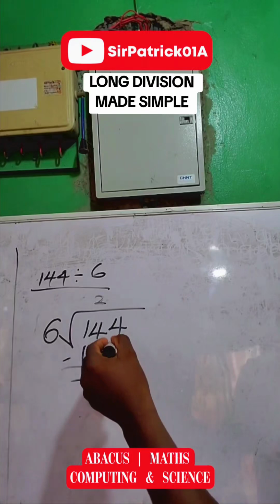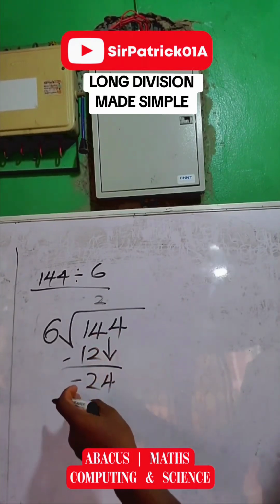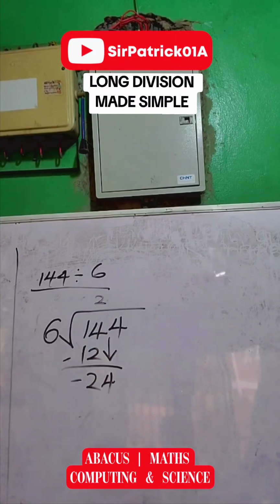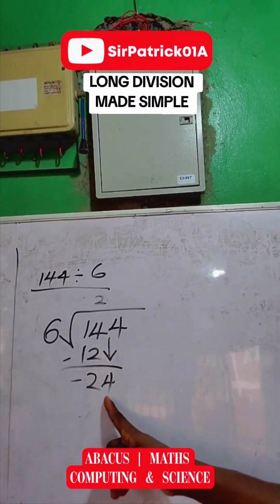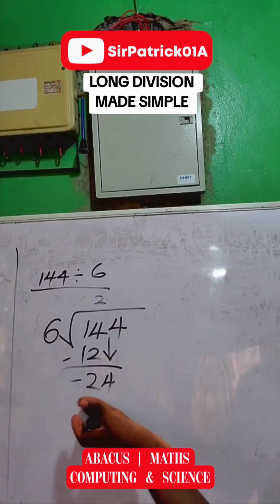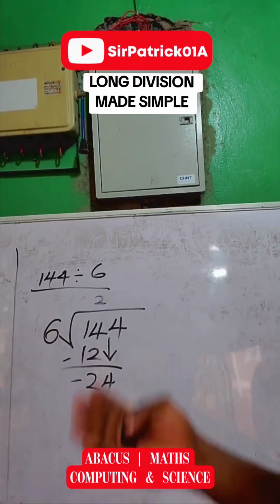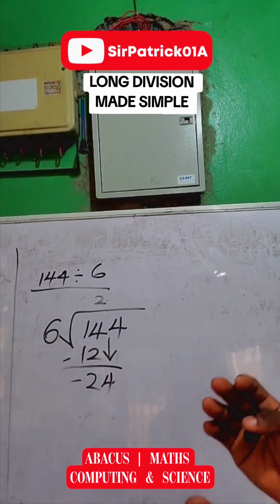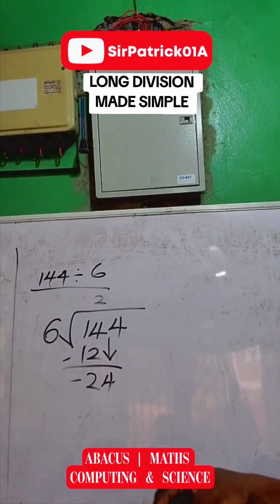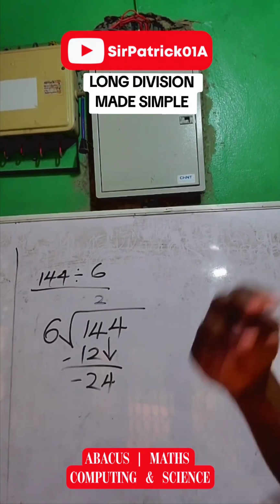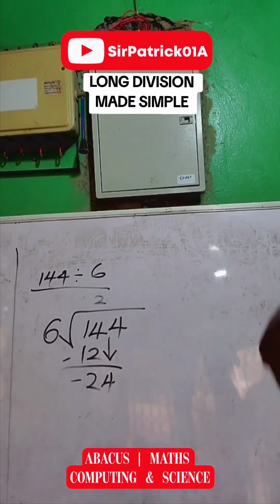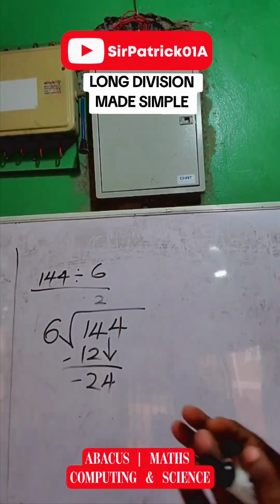Then what do we do? We are going to drop this 4 to come and join this one, making it 24. So now, you are going to ask yourself, can 6 go into 24? Yes, because 24 is bigger than 6. So, obviously, 6 can go into 24. One thing you need to know is that the number you are trying to use for your division, any number that is equal to or bigger than 6, the number can go into it.